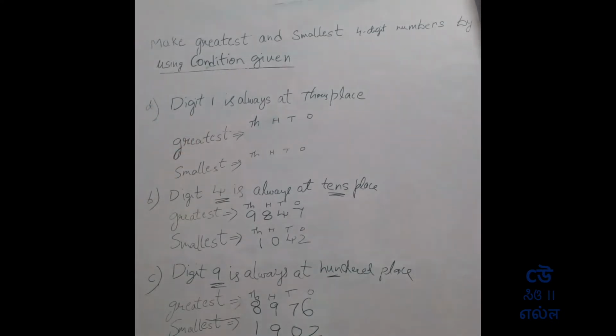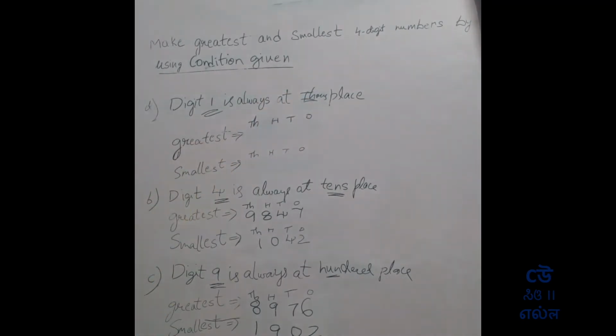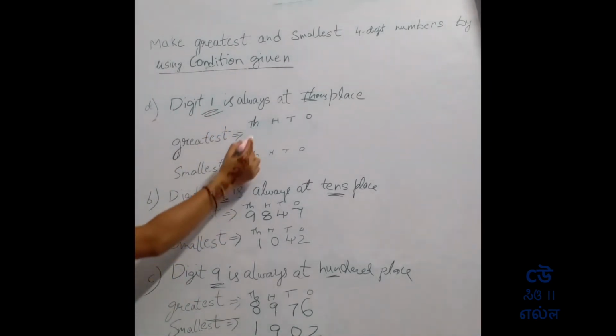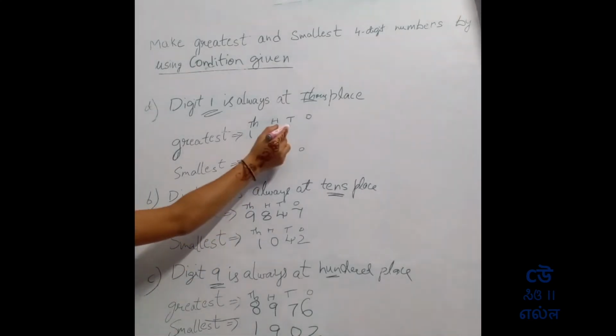The given condition in the fourth problem is: digit 1 is always at thousands place. So digit 1 is at thousands place. First, you will write the place value chart and fix the number 1 at thousands place. Okay. So the bigger number from 0 to 9 is 9. After 9, the biggest number we have from 0 to 9 is 8. 8 is the bigger number.